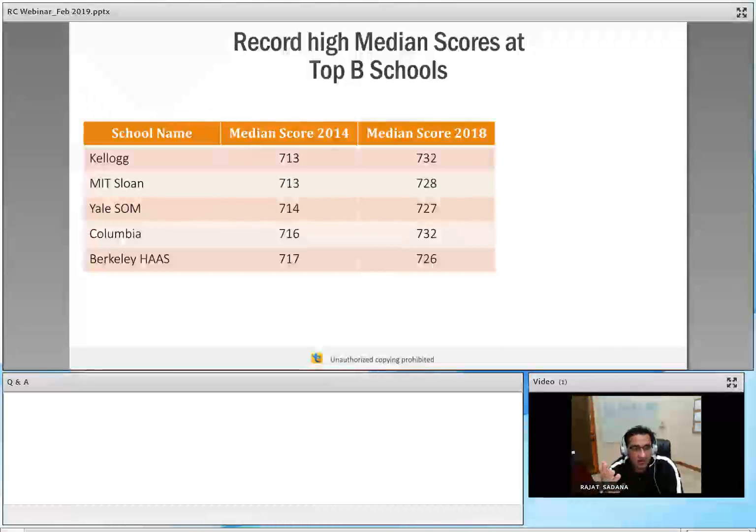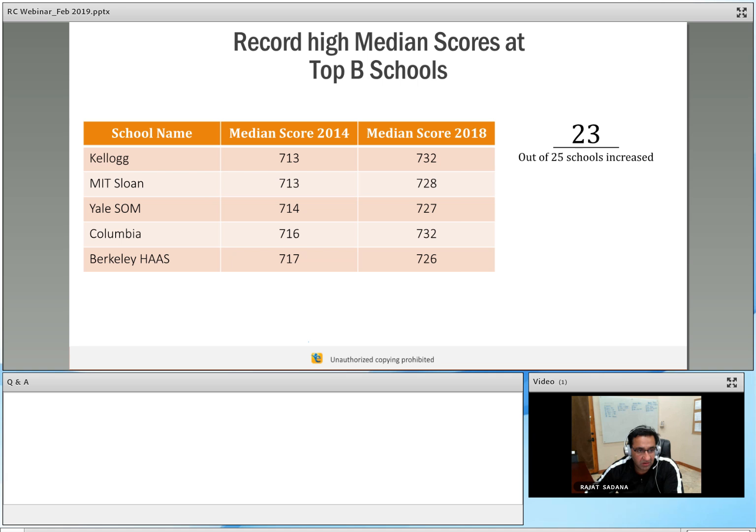These are some stats for median scores at top B schools, and you're going to observe two things. One is that Harvard and Stanford are not there. Why? Because even in the year 2014, Harvard and Stanford were already closer to that 730 mark. The second is a consistent upward trend with Kellogg, Yale, Columbia, MIT, and so on. In fact, if you look at the top 25 schools ranked in Poets and Quants, you're going to find that 23 out of the top 25 schools are looking for higher median GMAT scores.